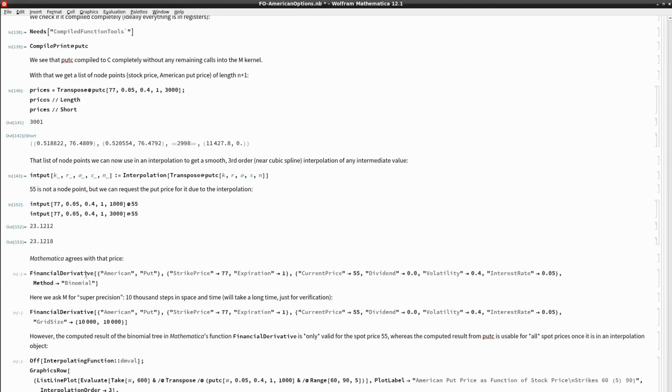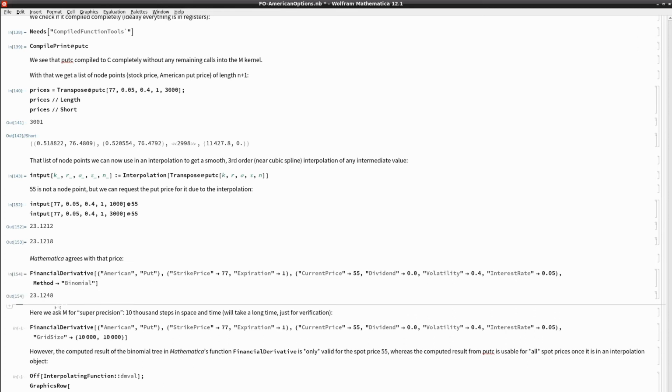So the Mathematica function financial derivative agrees with that price. We get 23.12. When I use the standard binomial method, again, you will see it gave me just one price. The return of this is an atomic number. So we have no vector here, no list, nothing. It's just the atomic price.